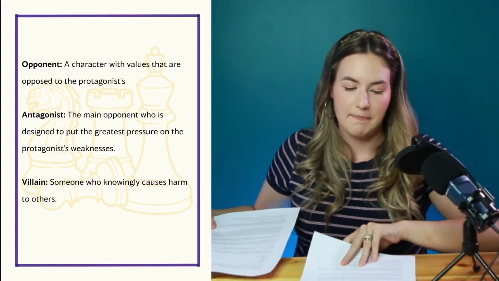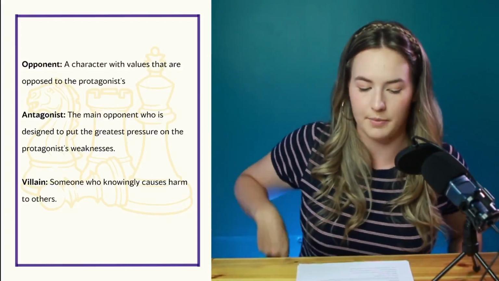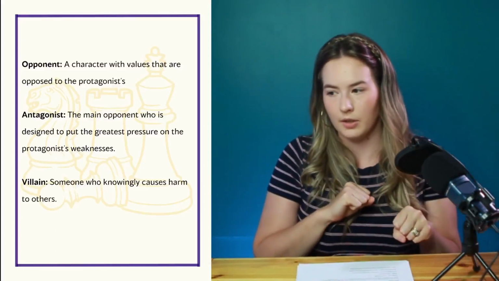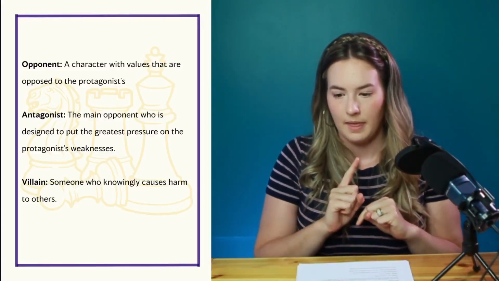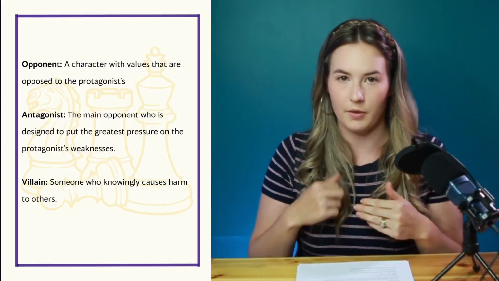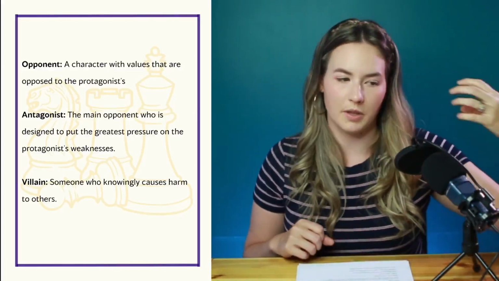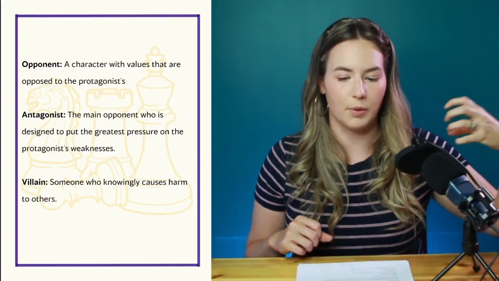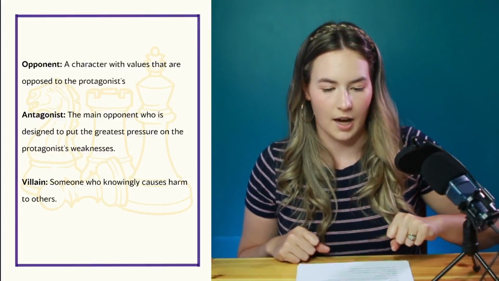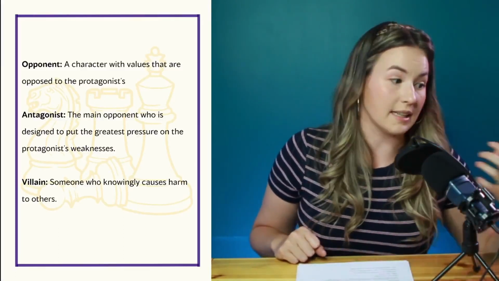The antagonist is the main opponent who is designed to put the greatest pressure on the protagonist's weaknesses. So there's the connection to the inner conflict. It's about overcoming weakness. And so the antagonist doesn't have to be an extension of the same conflict within the character. They're just the character that can put the pressure on your protagonist that highlights his weakness or causes him to lean on his weakness so much that he can see it.